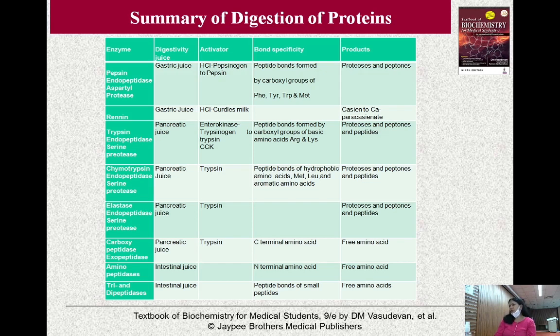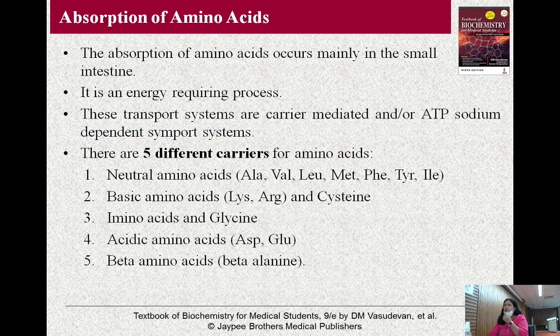Now once this sodium is inside the cell, the concentration will go on increasing, so you have to remove the sodium from inside the cell to outside with the help of the sodium potassium pump. So amino acids can be absorbed with the help of sodium dependent amino acid transport, the secondary active transport. Remember, there are different transporters for different amino acids: an acidic amino acid transporter, a basic amino acid transporter, a neutral amino acid transporter, a transporter for imino acids as well as for glycine, and transporters for beta amino acids. Remember, absorption of L amino acids is faster than D amino acids.